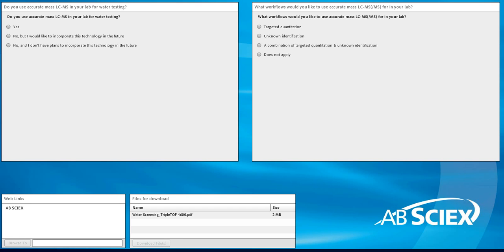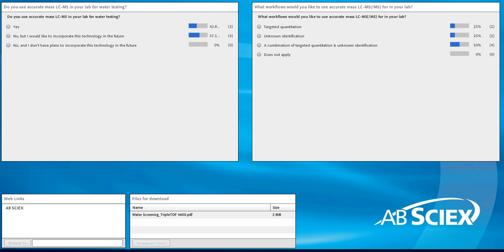The first one is, do you use accurate mass LC-MS in your lab for water testing? Yes, you're using it. No, you're not using it, but you want to incorporate the technology in the future. Or no, you're not using it and you don't have plans to incorporate the technology in the future. And the second question is, what workflows would you like to use accurate mass LC-MS for in your lab? For targeted quantitation, for unknown identification, or a combination of targeted quantitation and unknown identification, or none of these apply. So again, are you using accurate mass in your lab for water testing? And what workflows would you like to use accurate mass for in your lab?